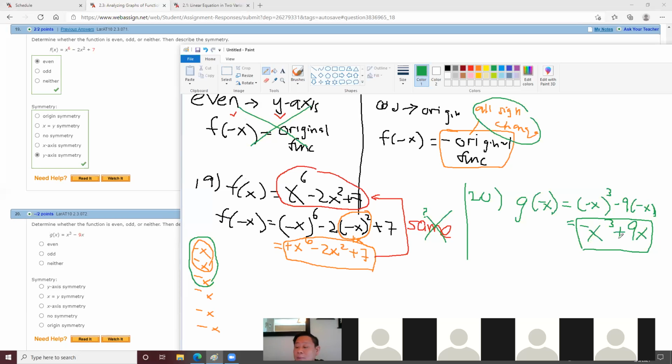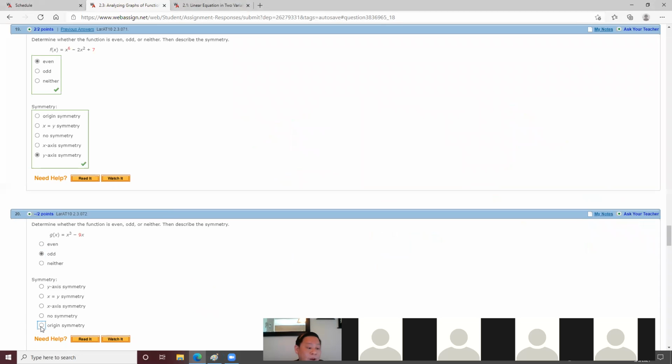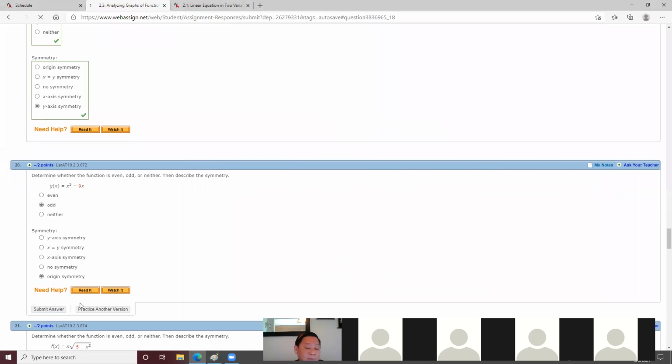See, x cubed, this becomes what? Negative x cubed, right? Negative 9x, this becomes what? Positive 9x. All the signs change. So what is this kind of function called? This function is called odd, and it always has origin symmetry.